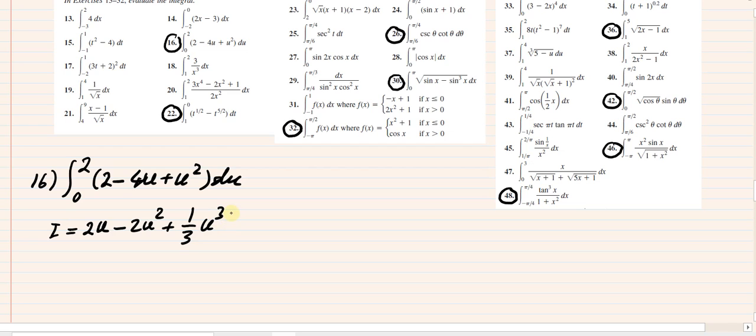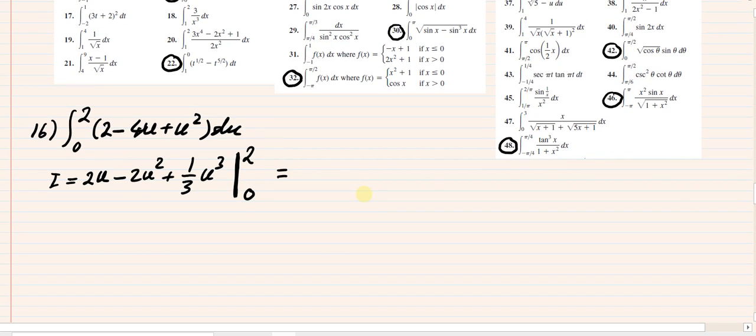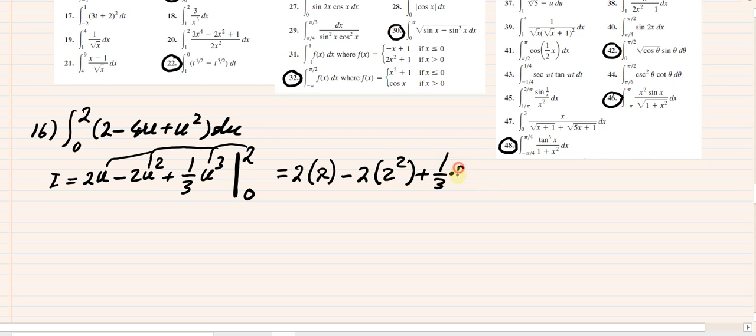Now here's how we're going to do it. When we write this evaluated, the vertical line means evaluated from 0 to 2. At this point, we're going to use the fundamental theorem. We plug in the upper limit for u, and then subtract the lower limit. The upper limit gives 2 times 2, minus 2 times 2 squared, plus 1/3 times 2 cubed.